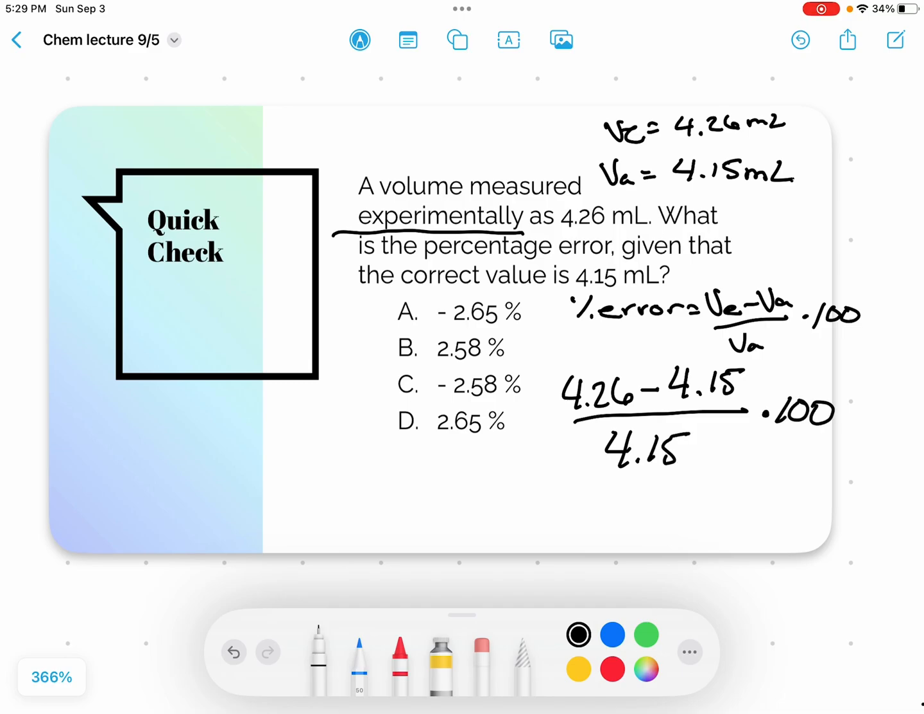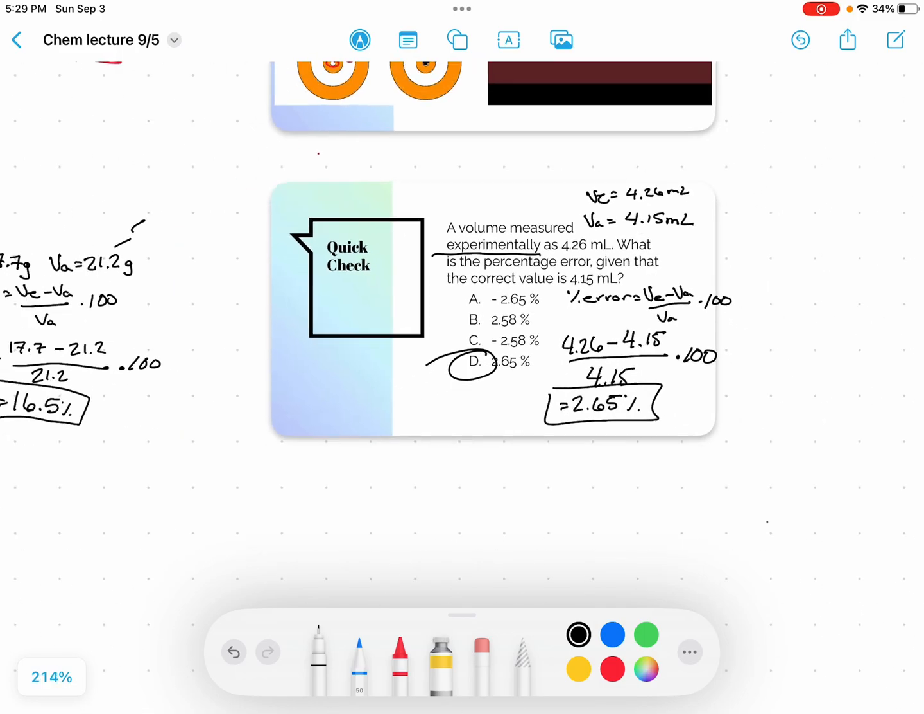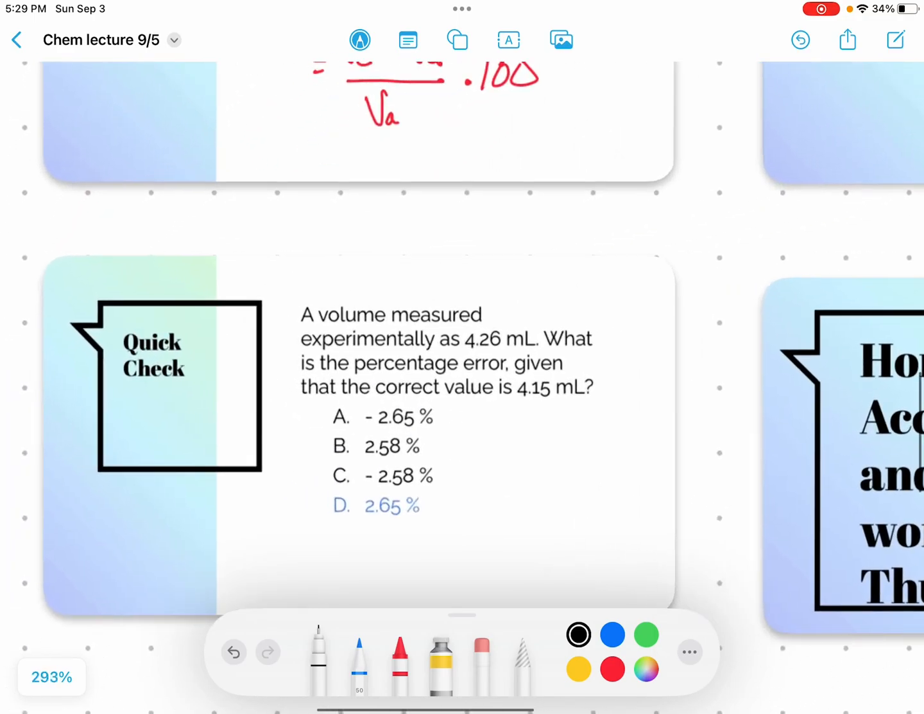And again, when you plug it into your calculator, it should be 4.26 minus 4.15 equals. Then divide by 4.15 equals times 100. When you do that, you should get an answer of 2.65%, which would give you answer D as the correct answer, which turns out to be true.